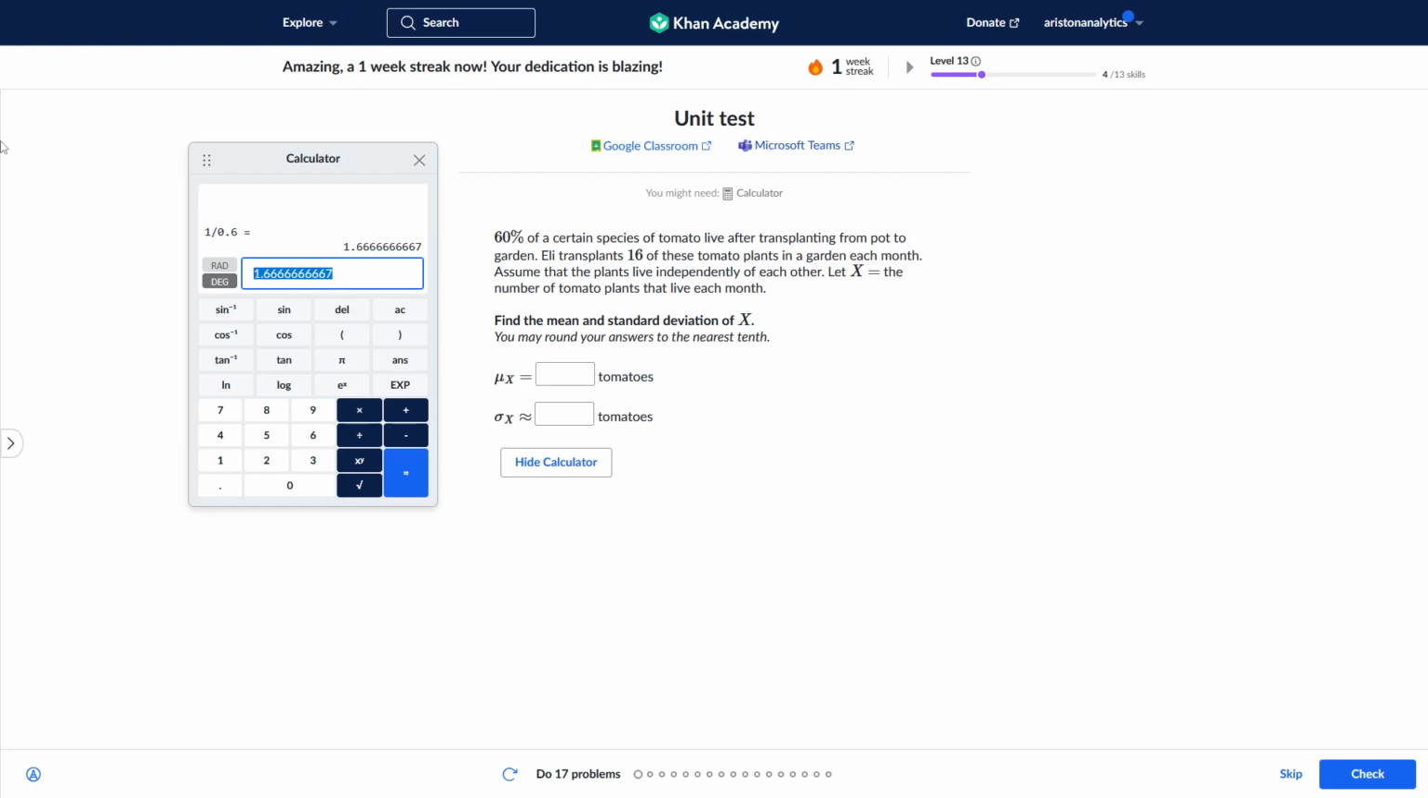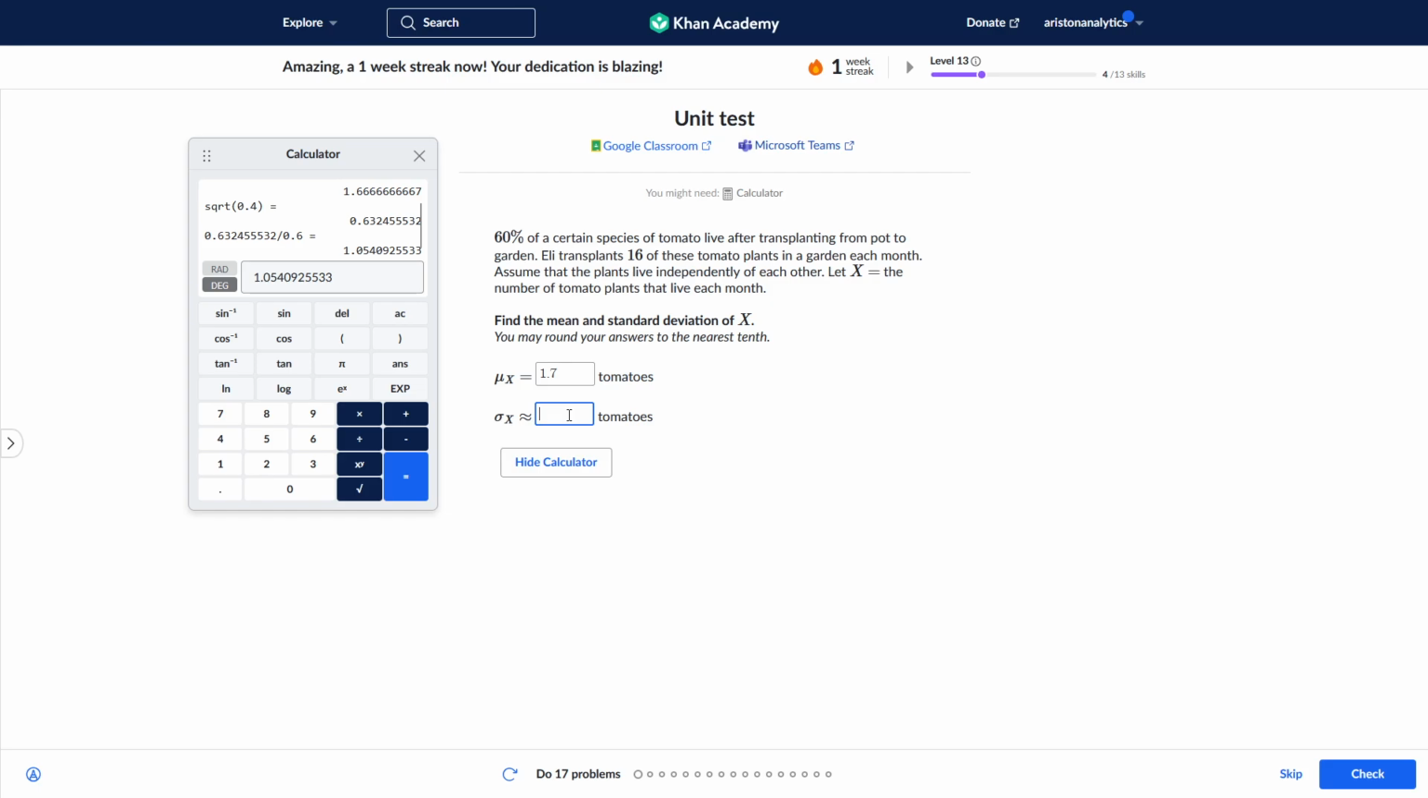Okay, let's just solve these things one by one, and if I don't know, then I won't guess. I'll just look for the answer. Okay, 60% of a certain species, whatever. Mean standard deviation. Okay. Mean is 1.7. So square root of 0.4 divided by 0.6. 1.1.